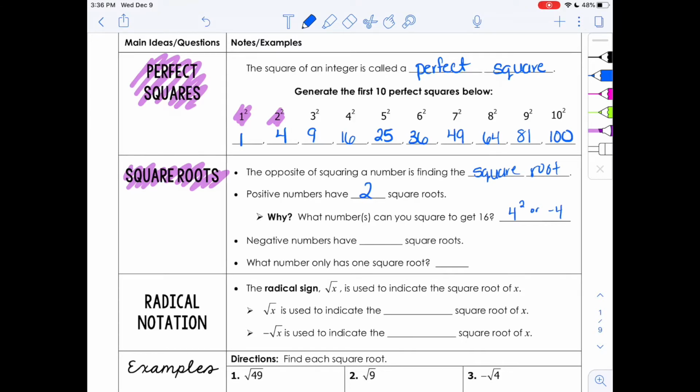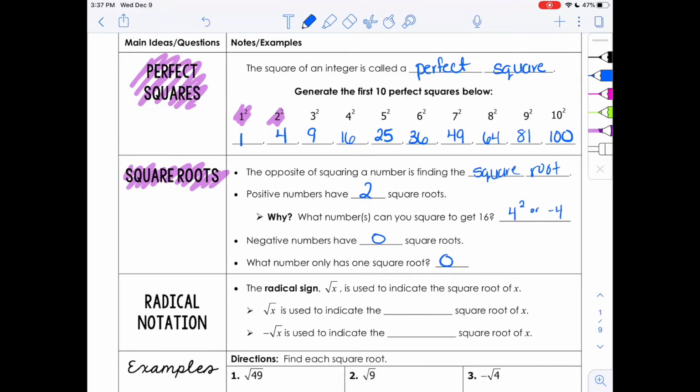Negative numbers have 0 square roots. What number only has 1 square root? So your positive numbers have 2 square roots. Your negative numbers don't have any. So the only number that has only 1 square root is 0.